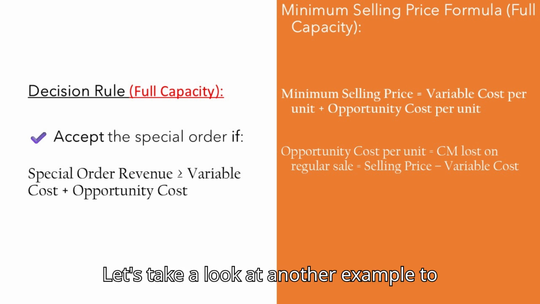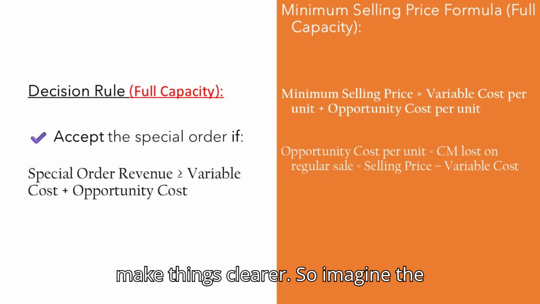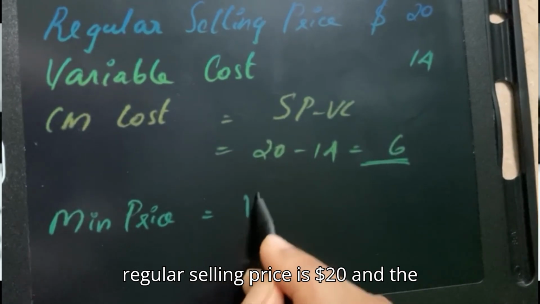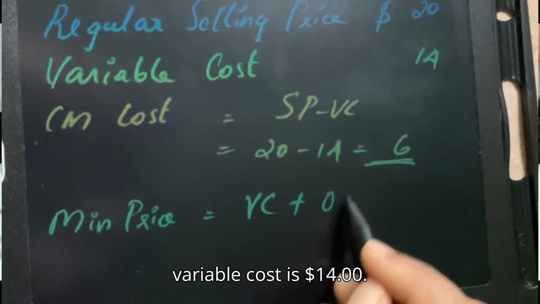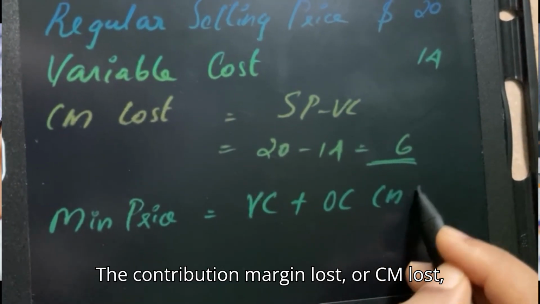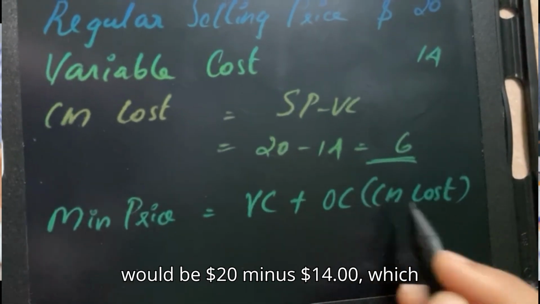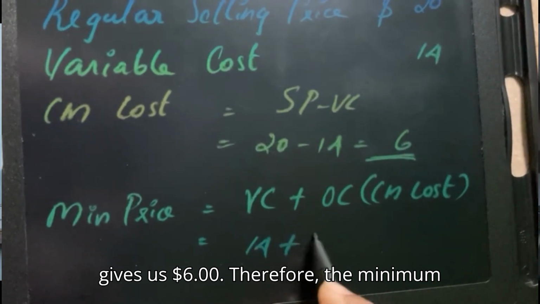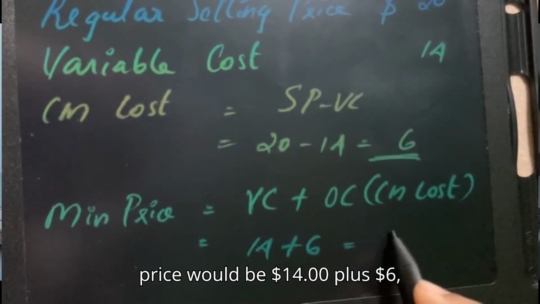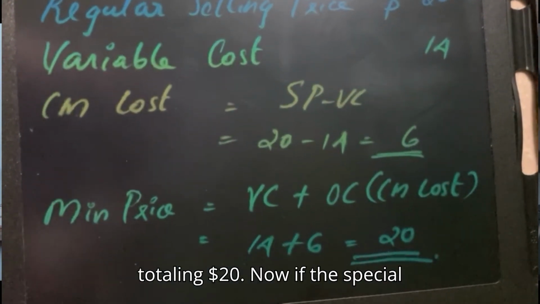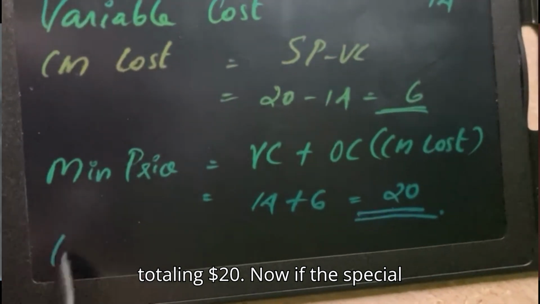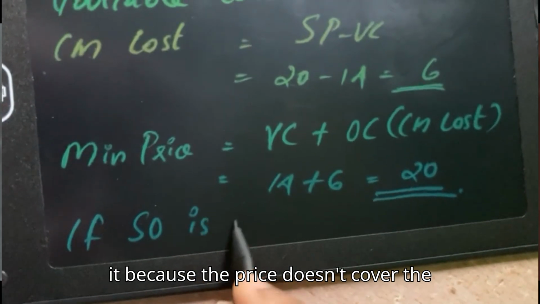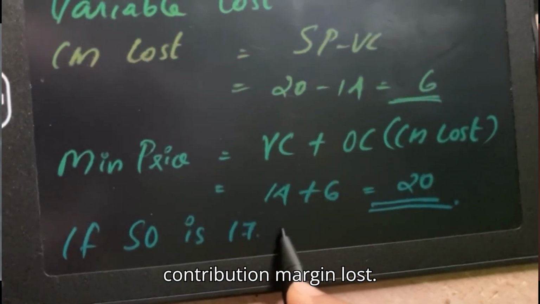Let's take a look at another example to make things clearer. So, imagine the regular selling price is $20 and the variable cost is $14. The contribution margin lost, or CM lost, would be $20 minus $14, which gives us $6. Therefore, the minimum price would be $14 plus $6, totaling $20. Now, if the special order price is $17, we should reject it because the price doesn't cover the contribution margin lost.